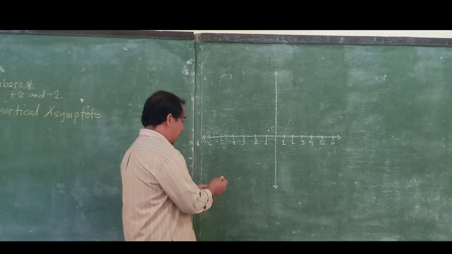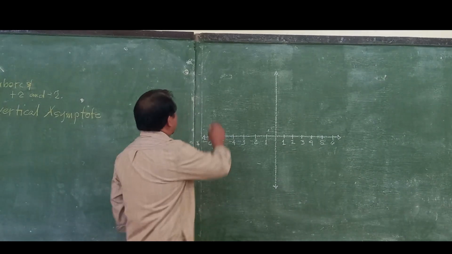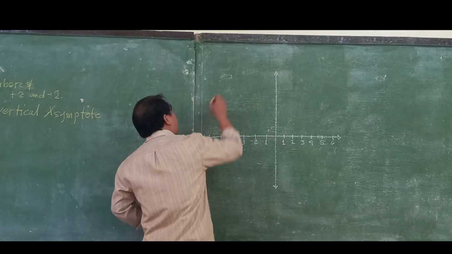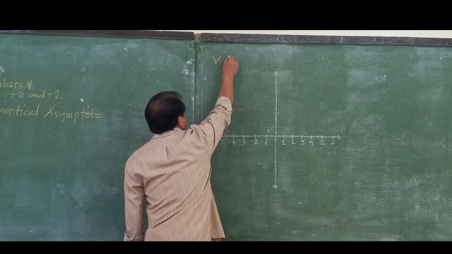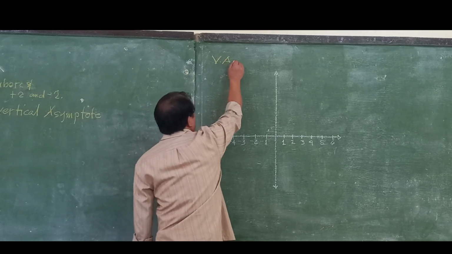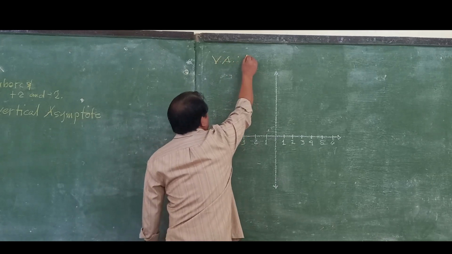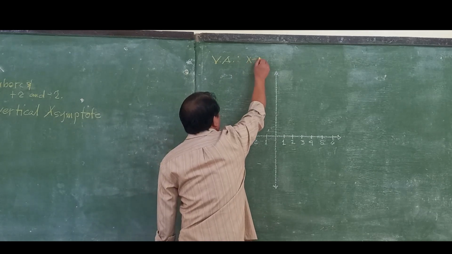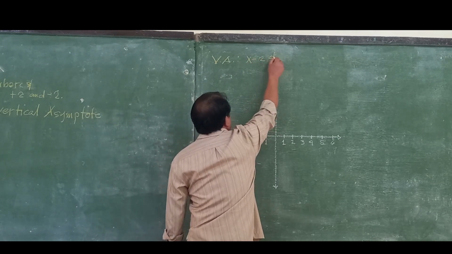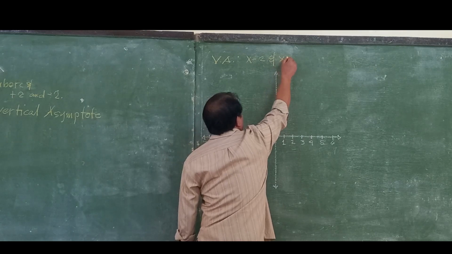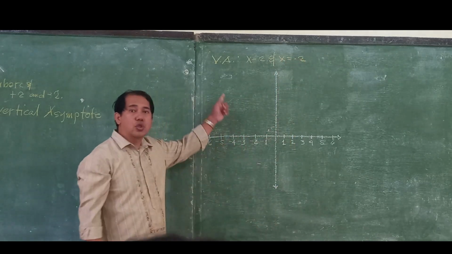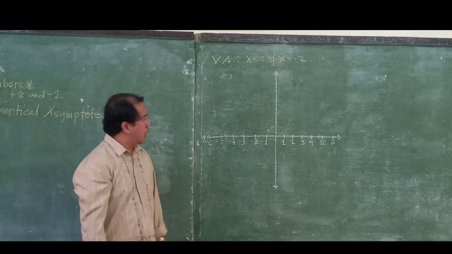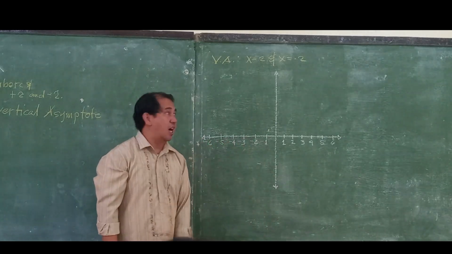So meaning to say, we'll write it down in here. Our vertical asymptote, I will make use of VA, vertical asymptote, are the following: x is equal to 2 and x is equal to negative 2. Where are those asymptotes located? Of course, along the x-axis.